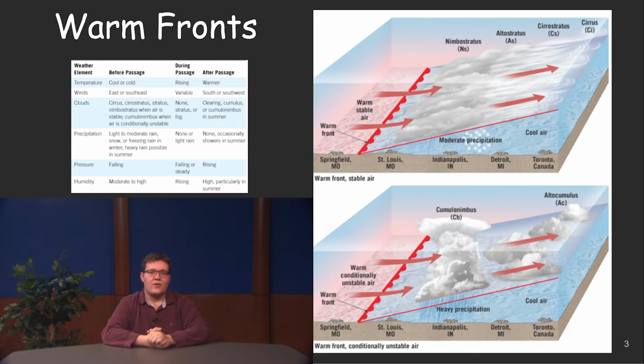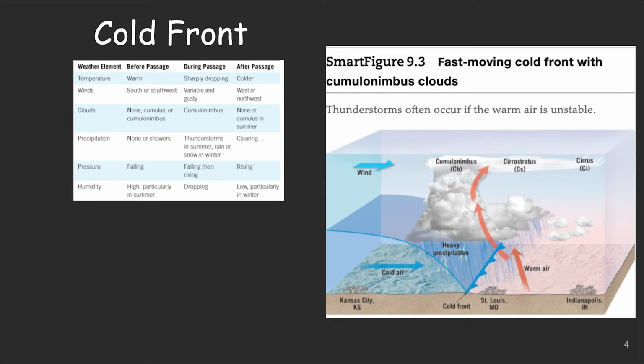Prior to arrival of a warm front, winds tend to be from the east. Temperatures are cooler and cloud cover gradually thickens. After a warm front has passed, winds are from the south. Temperatures warm and the sky gradually clears.